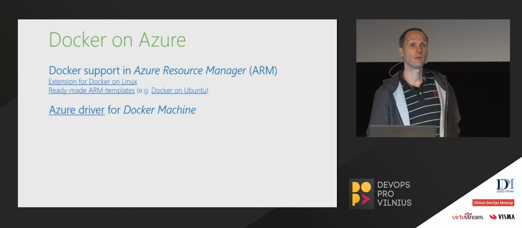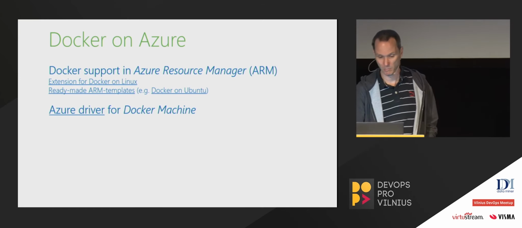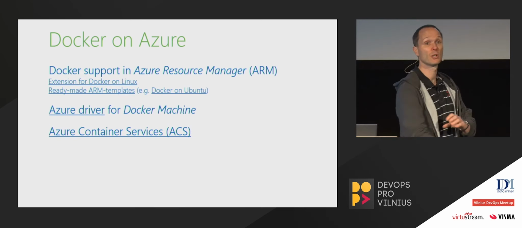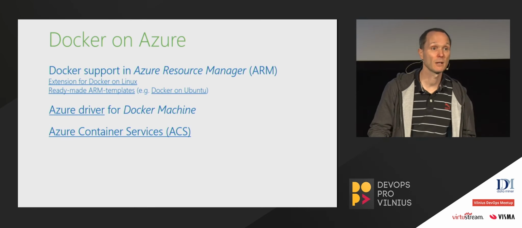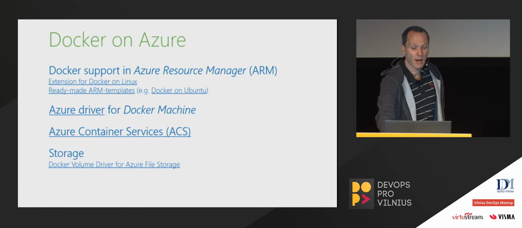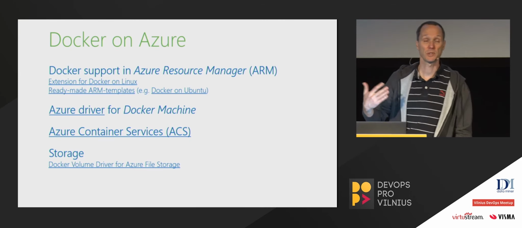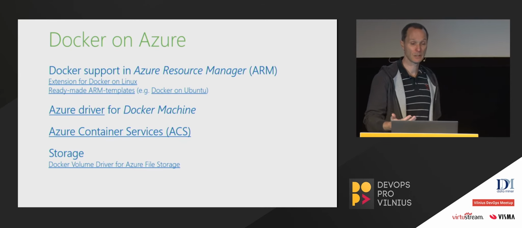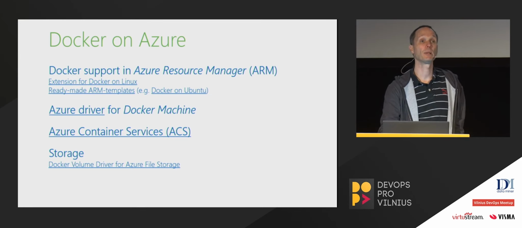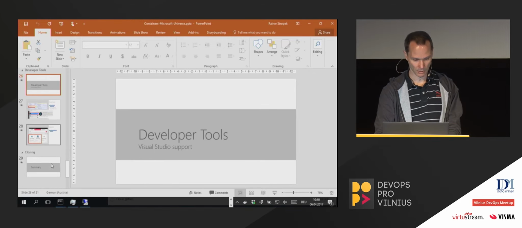You have a Docker driver for Docker machine, so if you're using the Docker machine toolset, you can spin up new machines in Azure. You have the Azure Container Service, which is a larger guy. You can run Kubernetes, Docker Swarm, DCOS, and things like that on top of Azure. And finally, there is a Docker volume driver for Azure file storage. If you want to use persistent containers, for instance, then you can do that on Azure file storage. Just follow the hyperlinks in my slide deck if you're interested in more details. I already talked about the tools.